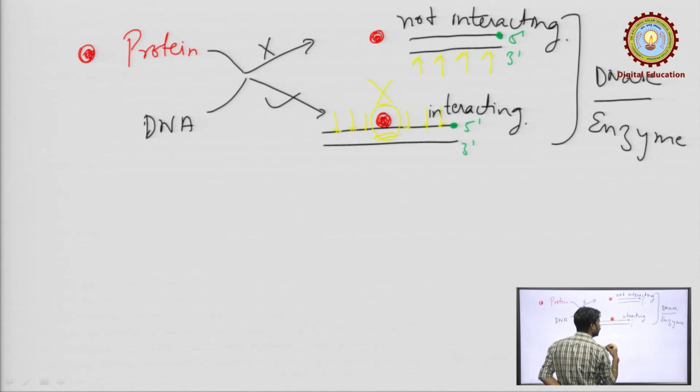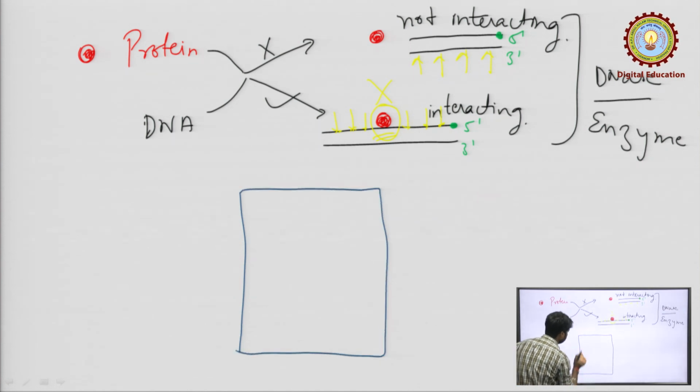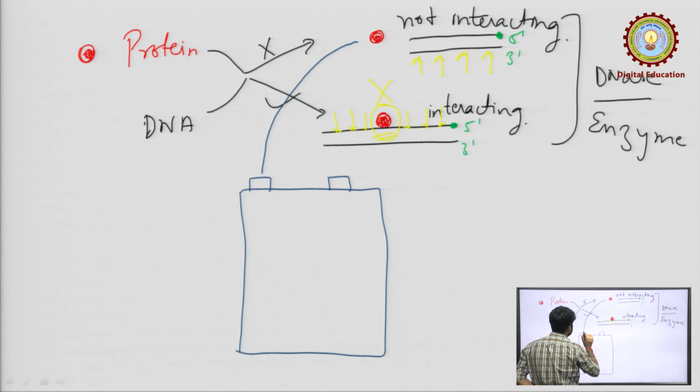Now, we will run a gel from it. This is our gel, and these are the wells. In the first we will put the sample from here, and in the second we will put the sample in which DNA is interacting with our protein. Now, we will run the gel, provide the voltage, and it will run.